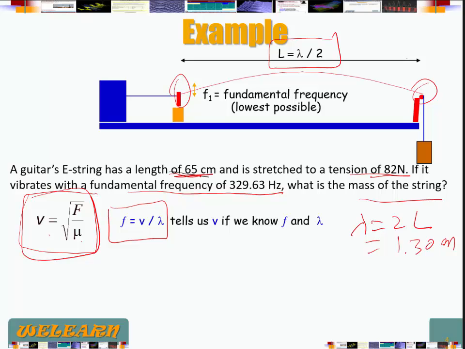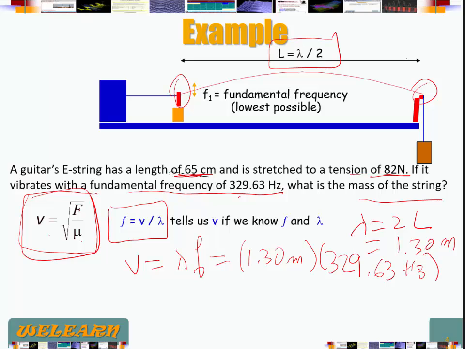Now that we know the wavelength, and we know the frequency, we can find V. V is, from this expression here, lambda times the frequency. So it is 1.3 meters times 329.63 hertz. So that comes out to 428.5 meters per second.